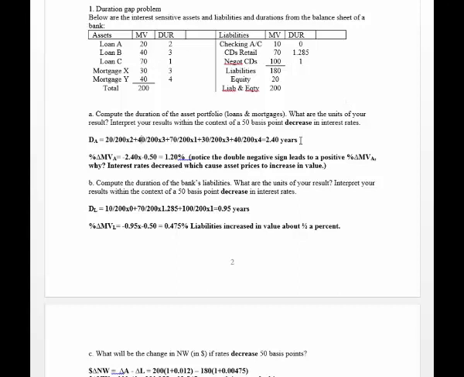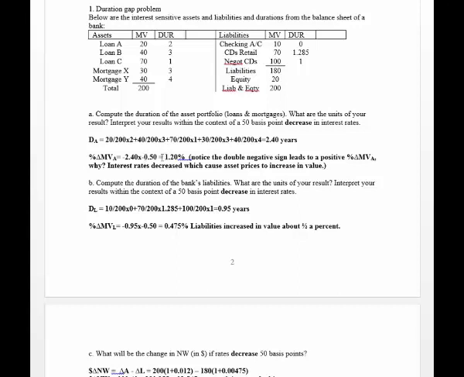Okay, now what are we going to do with that, and what does it mean? Well, before we actually address the 50-point change, what I can tell you is that if interest rates change by 100 basis points, the total value of your assets is going to change by 2.4% for a 100 basis point change in interest rates. But that's not what the question's asking. The question is, what happens if there's a 50 basis point decrease? Well, 50 basis points is half of a 100 basis point change.